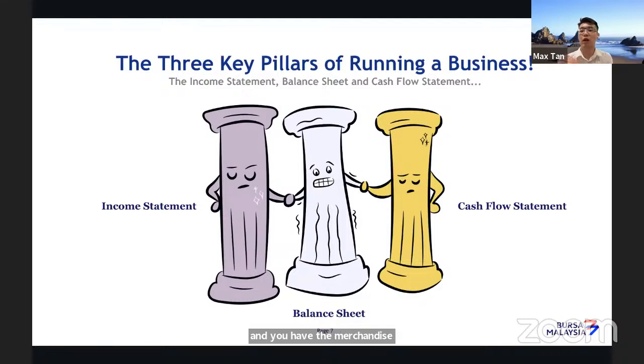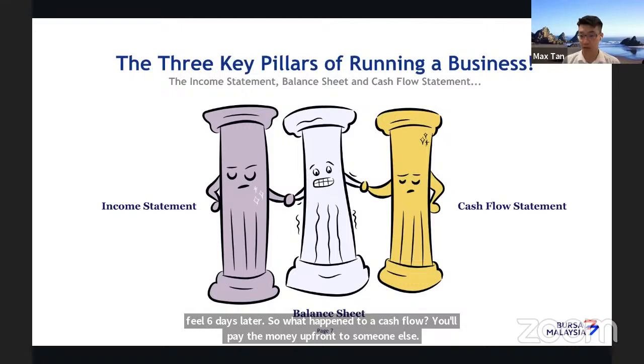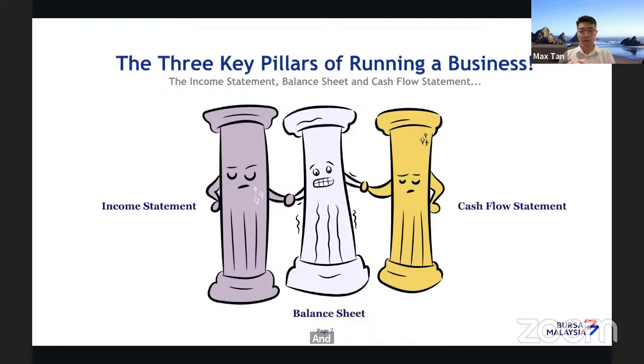But what if every customer that walks in tells you, I'll pay you 3 days later, I'll pay you 6 days later? So what happens to your cash flow? You pay the money upfront to someone else, and then when you do business, you don't receive the cash first. So what do you do? When you put yourself in such a scenario, it seems absurd.